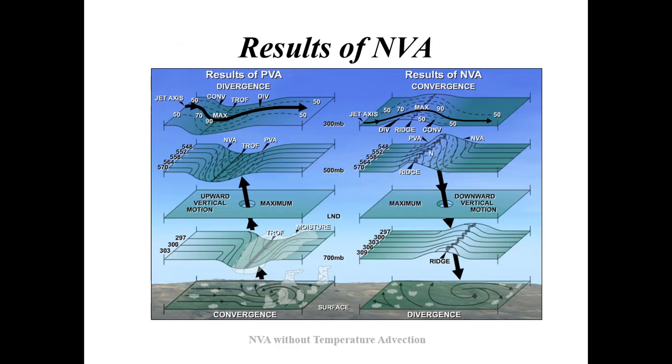Let's take a look at the image on the right-hand portion of this image. Now we're going to talk about results of NVA, negative vorticity advection alone. So notice at the surface on the bottom right, I have divergence. Low-level divergence. That basically means as the dark arrows indicate downward motion, as soon as that air hits the Earth's surface, that air is going to spread out horizontally, resulting in that low-level divergence. Air is moving outward and away from the center of high pressure at the surface.